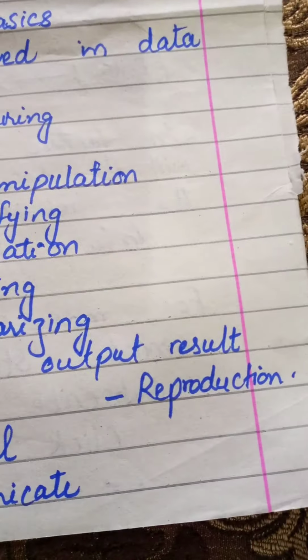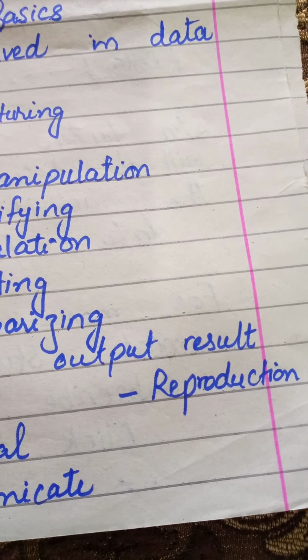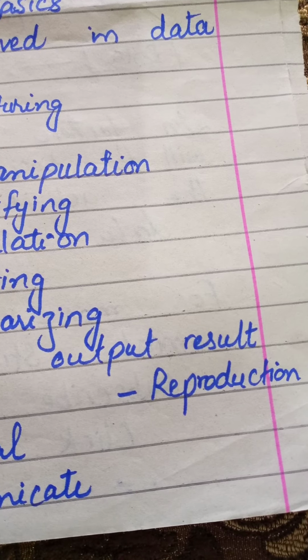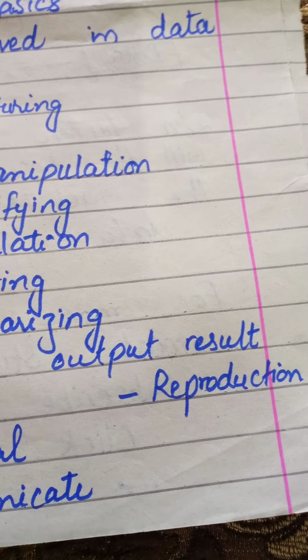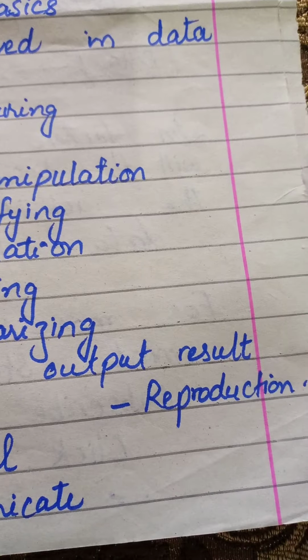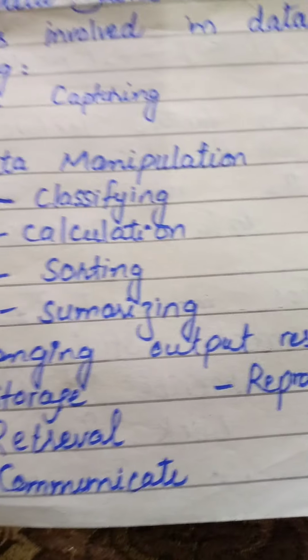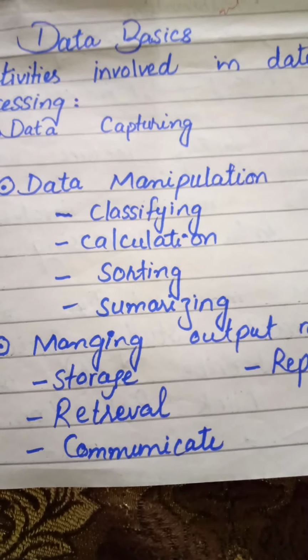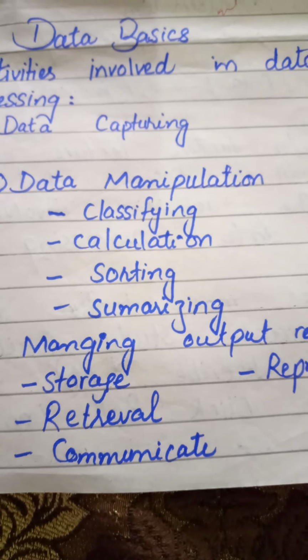Reproduction means, if you have a huge amount of information, the process of copying it. If you have doubts that the data might be lost, you can make a backup copy. This is called reproduction. So students, this is our topic, data basics and activities involved in data processing, and it is completed.